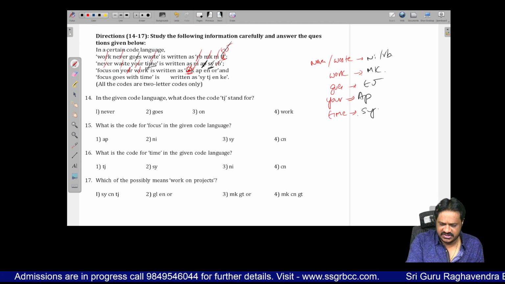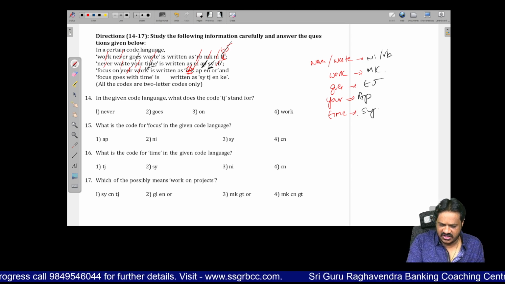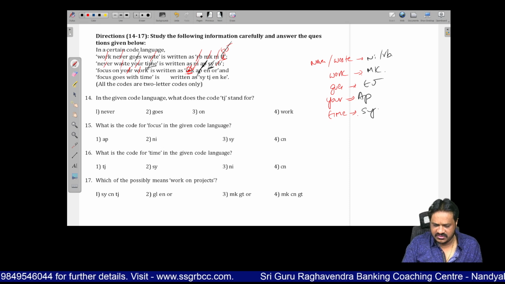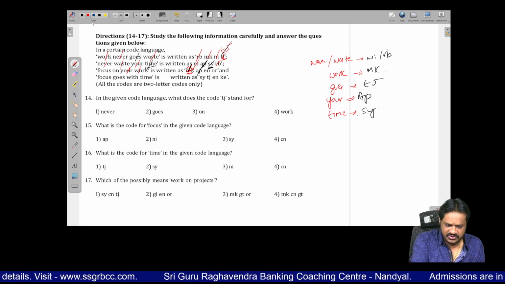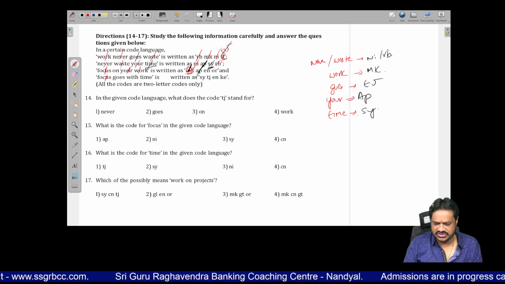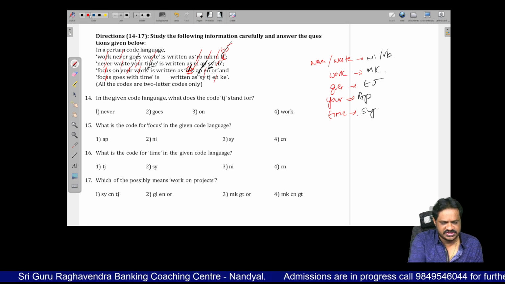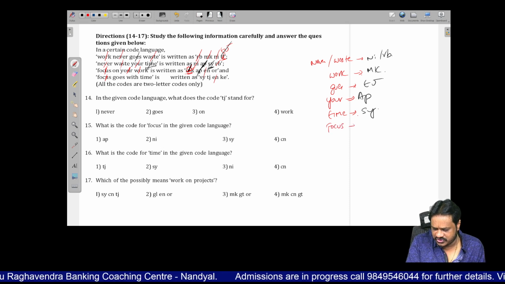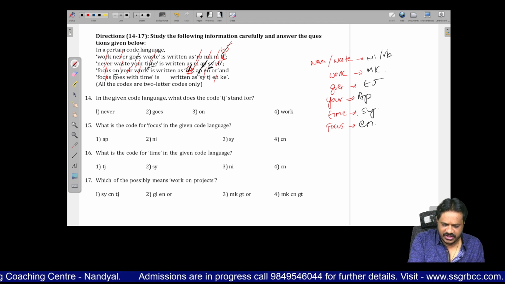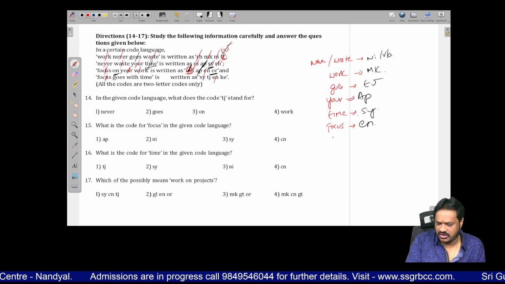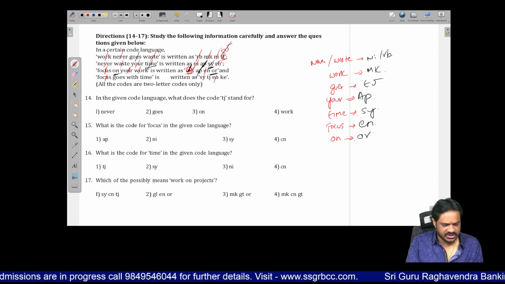Now come to the third sentence. Focus on your work. Your means AP is already over. Then work means MK is over. Now, focus on. You can see focus in the last two sentences. In the last two sentences you can see EN. So focus means EN. Then on means OR. So on code is OR.